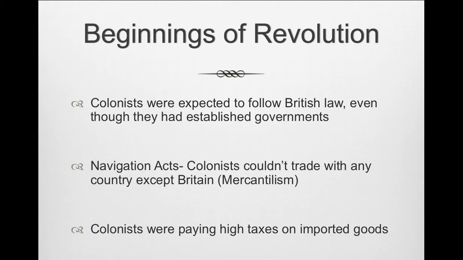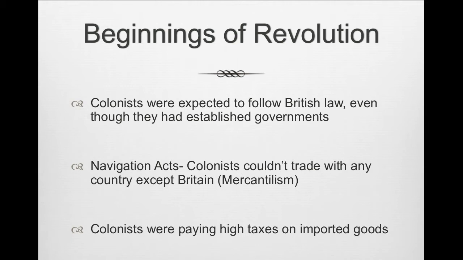However, they were still British subjects. They were required to follow British law. So this served as a problem. In the 1660s, the Parliament in England decided that they were going to pass what is known as the Navigation Acts. And the Navigation Acts pretty much banned the colonies from selling their goods to any other country except for Britain. So it just said that the colonists couldn't trade with any other country except Britain.